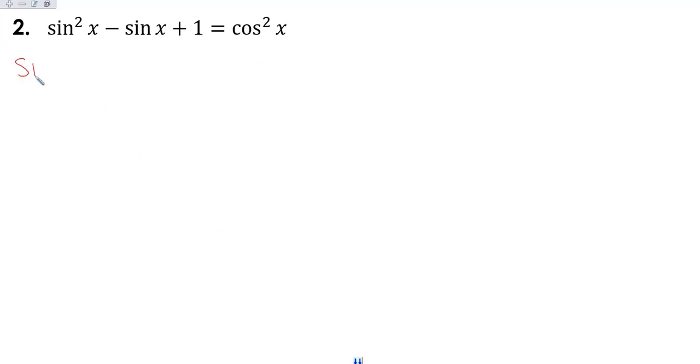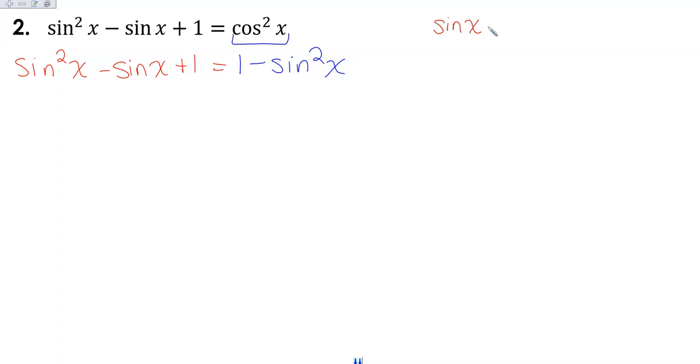So we're going to take our sine squared here, minus sine x, whoop, I don't know why I wrote 2, plus 1, and then we're going to replace my cosine squared of x with 1 minus sine squared. Okay? And that is my Pythagorean identity. All right, so I'm going to make life easy here and change my sine of x to s. So I'm going to get s squared minus s plus 1 equals 1 minus s squared.